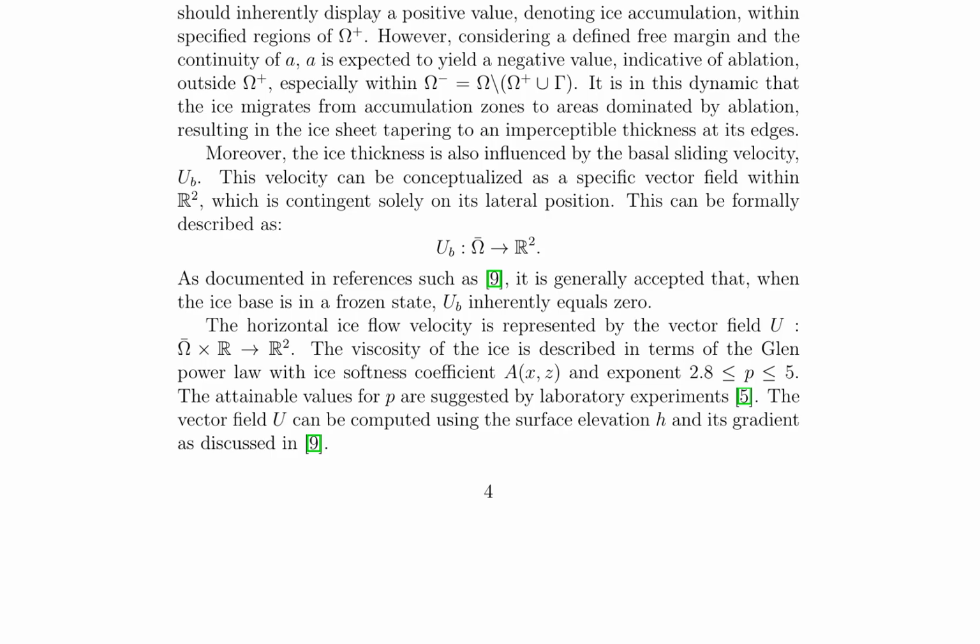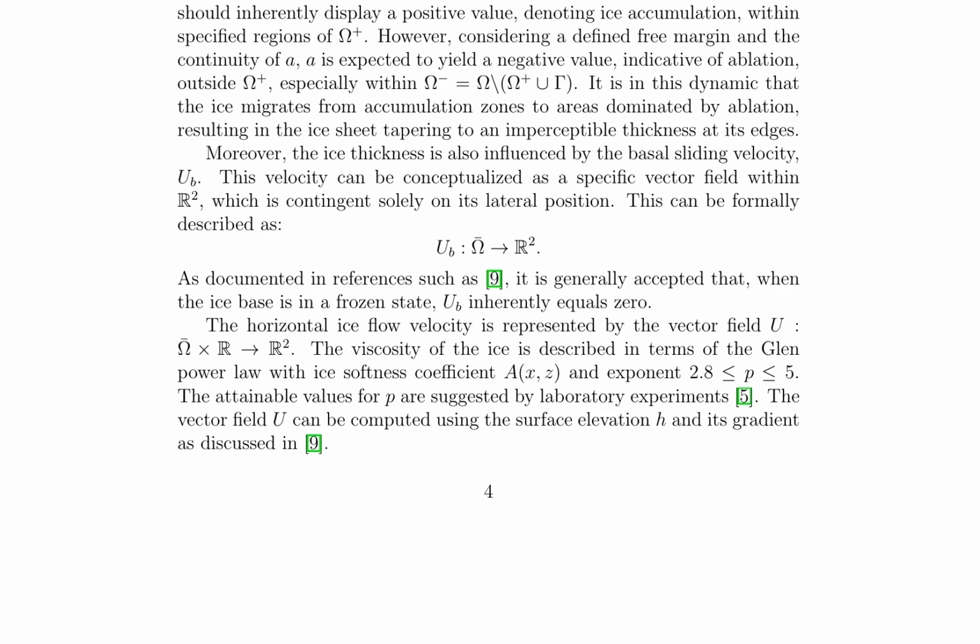The basal sliding velocity, UB, is a vector field in R2 that depends solely on the lateral position and is 0 when the ice base is in a frozen state, as documented in reference 9. The horizontal ice flow velocity is represented by the vector field u, which can be computed using the surface elevation and its gradient, as discussed in 9.